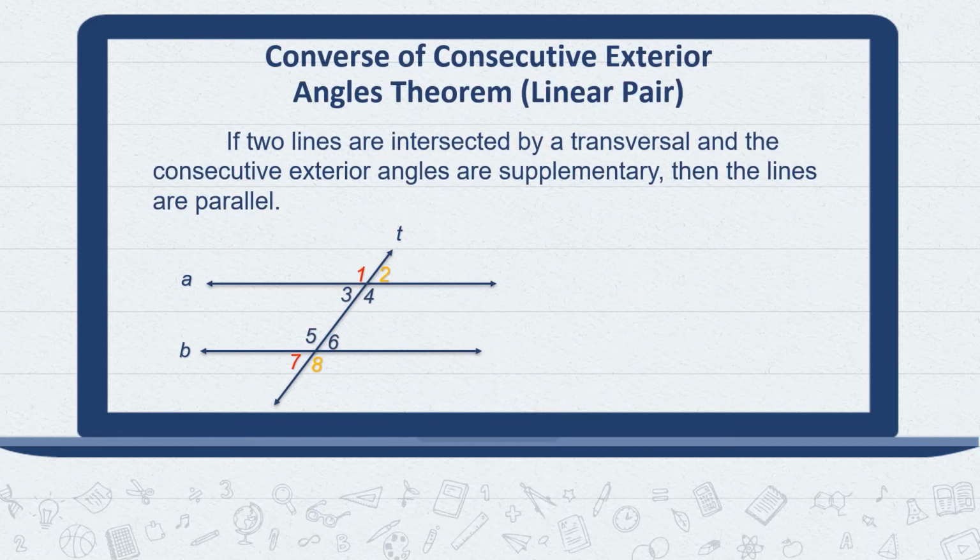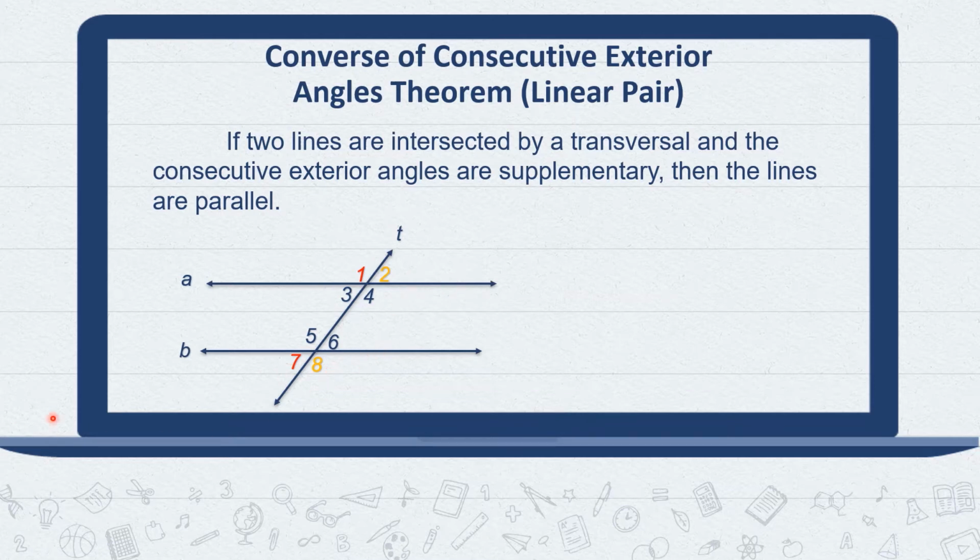Next, we have the converse of the consecutive exterior angles theorem. It states that if two lines are intersected by a transversal and the consecutive exterior angles are supplementary, then the lines are parallel. So what are the consecutive exterior angles, or yung tinatawag natin na same side exterior angles? We have angle 1 and angle 7, and then we have angle 2 and angle 8.